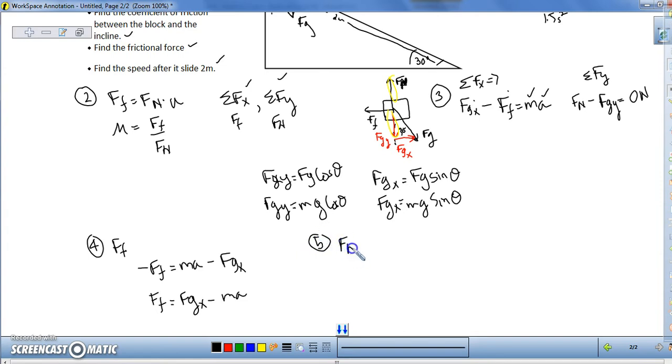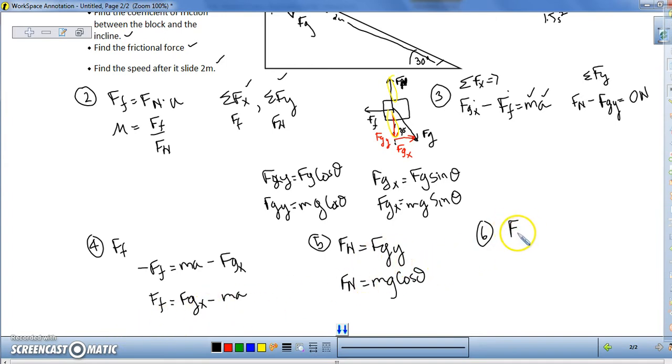Force normal, if I move that over, you'll find is actually kind of nice. It's just FGY. And force normal will then be mg cosine of our angle. Just like that. So in essence, you could solve for the numbers here and then plug it in.